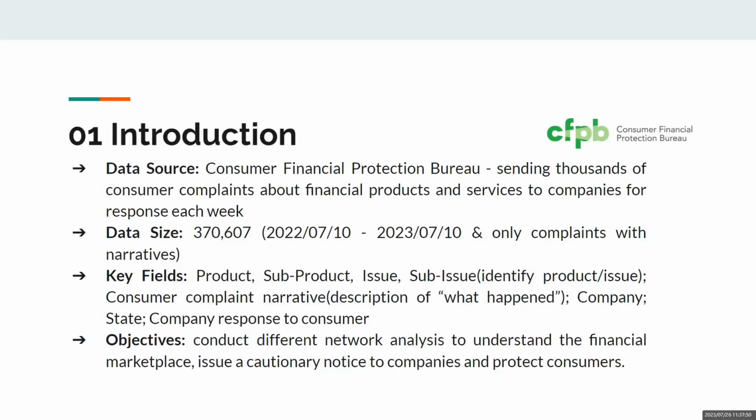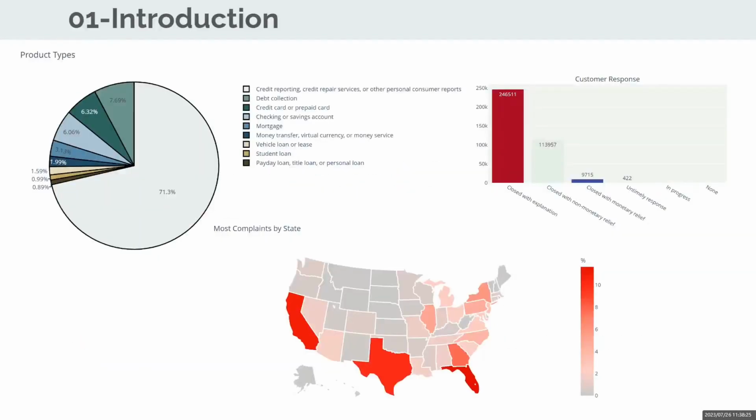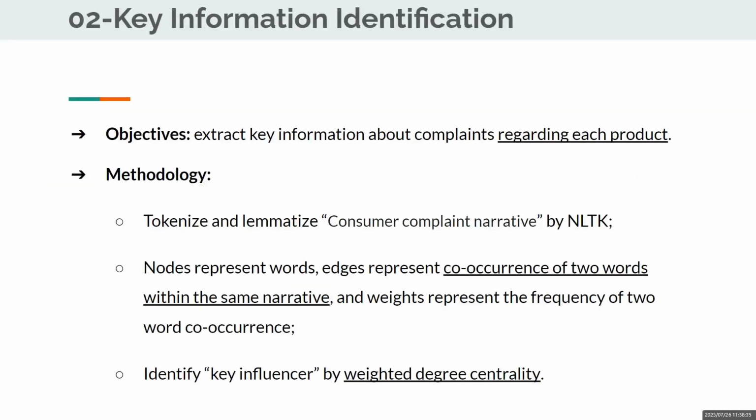In this analysis, we mainly use several fields like product, to identify what the complaint is about, and the narrative, which refers to the consumer's description, and which company the complaint is about. In summary, our project aimed to conduct several network analyses to understand the financial marketplace issues and give cautionary notice to companies and product customers. There are some visualizations of our data, and more details will show in our report. Okay, let's move to my own part.